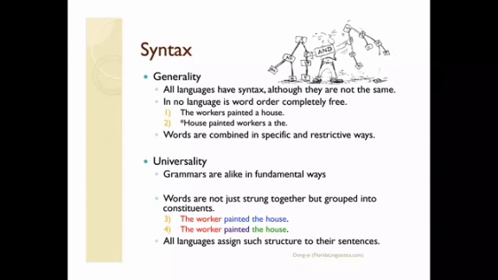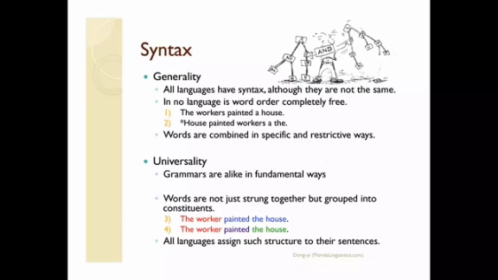One characteristic of syntax is that all human languages have syntax, although they are not the same. One example is the word order of subject, verb, and object in a sentence. Another example is the word order of determiners and nouns in a noun phrase. Every human language has a canonical word order for a sentence or phrase.